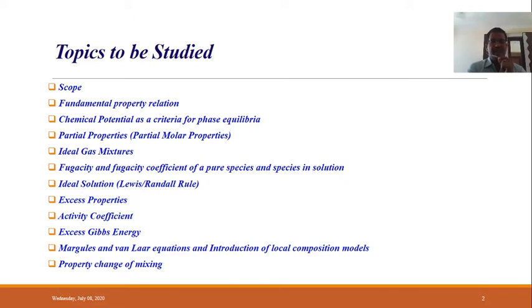Ideal solution, that is you can say benchmark, which follows Raoult's law. Many times we are talking about this, which is well defined by Lewis Randall rule, that we have to derive, we have to see that. And then excess property. Excess property is nothing but again a deviation from ideal solution. That means actual property minus the property value for ideal solution.